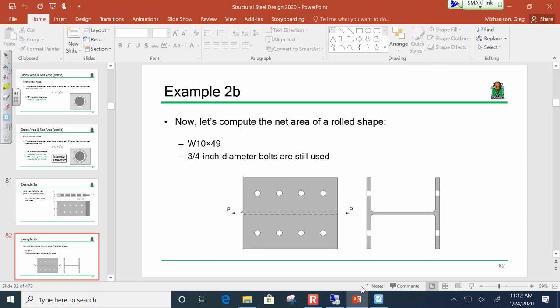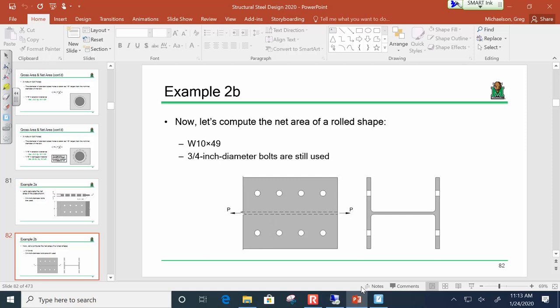I just looked up the gross area for a W10x49. Can you think of any other value I might need? The thickness. The thickness of what? The flange. That's exactly right. Remember, these are the flanges. That is the web. So we need the thickness of the flange. What is the flange thickness of a W10x49? 0.56. Now, there are two numbers listed, right? There's a 0.56 and something else, probably like 5/8 or 9/16. Which one do you use?